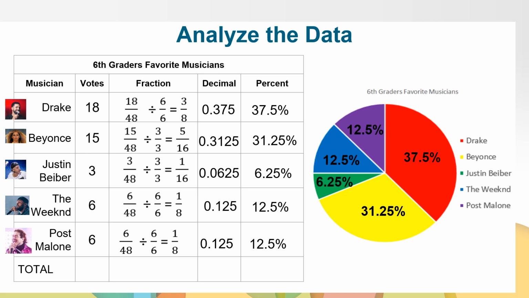Another way we could have figured that out would have been to work backwards from 1 whole or 100%. We could have found the sum of all the other musicians and then subtracted from 100% or 1 whole.